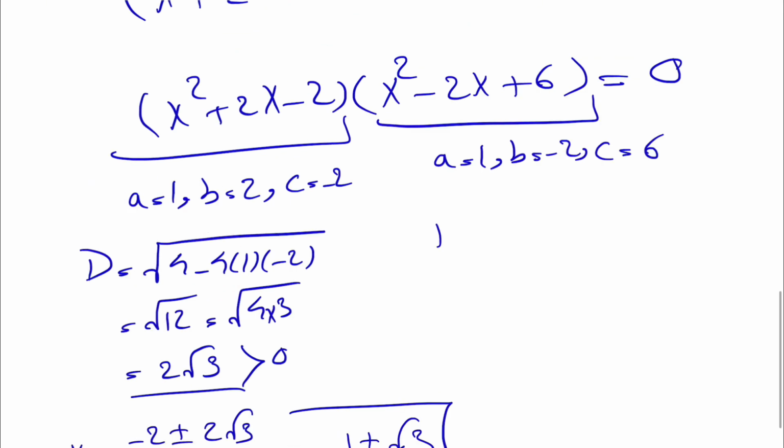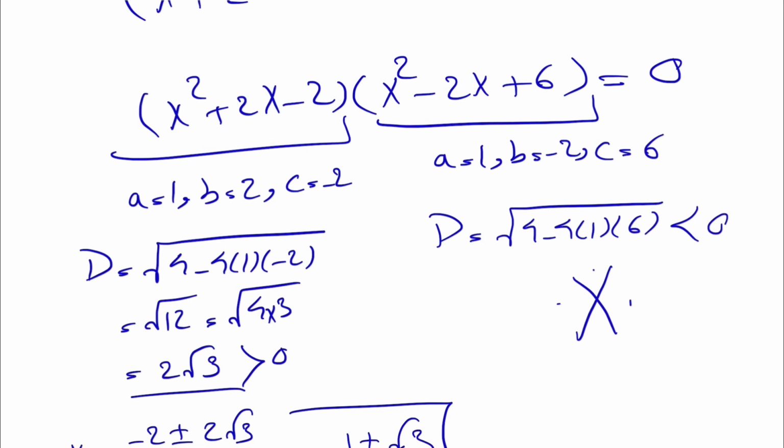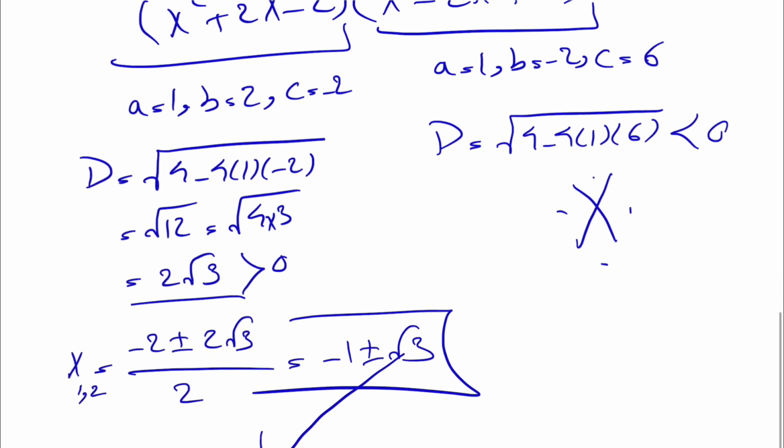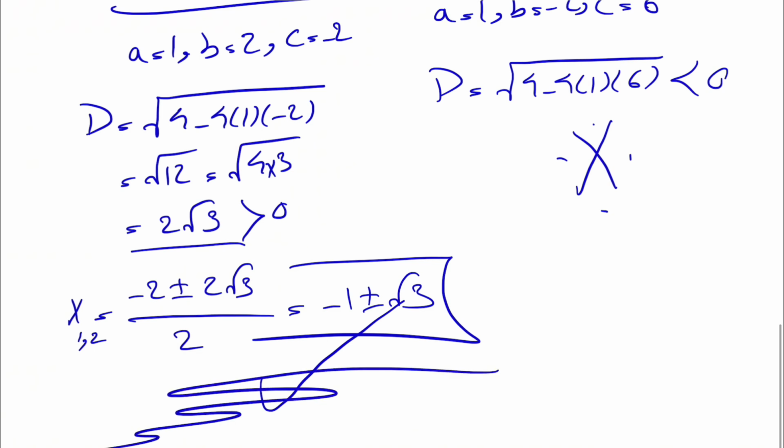Let's move on to the second one. The discriminant here will be b squared, which is 4, minus 4ac. This is a negative number. That means no answers belong to real numbers in here, and this would be the final answer for this question.